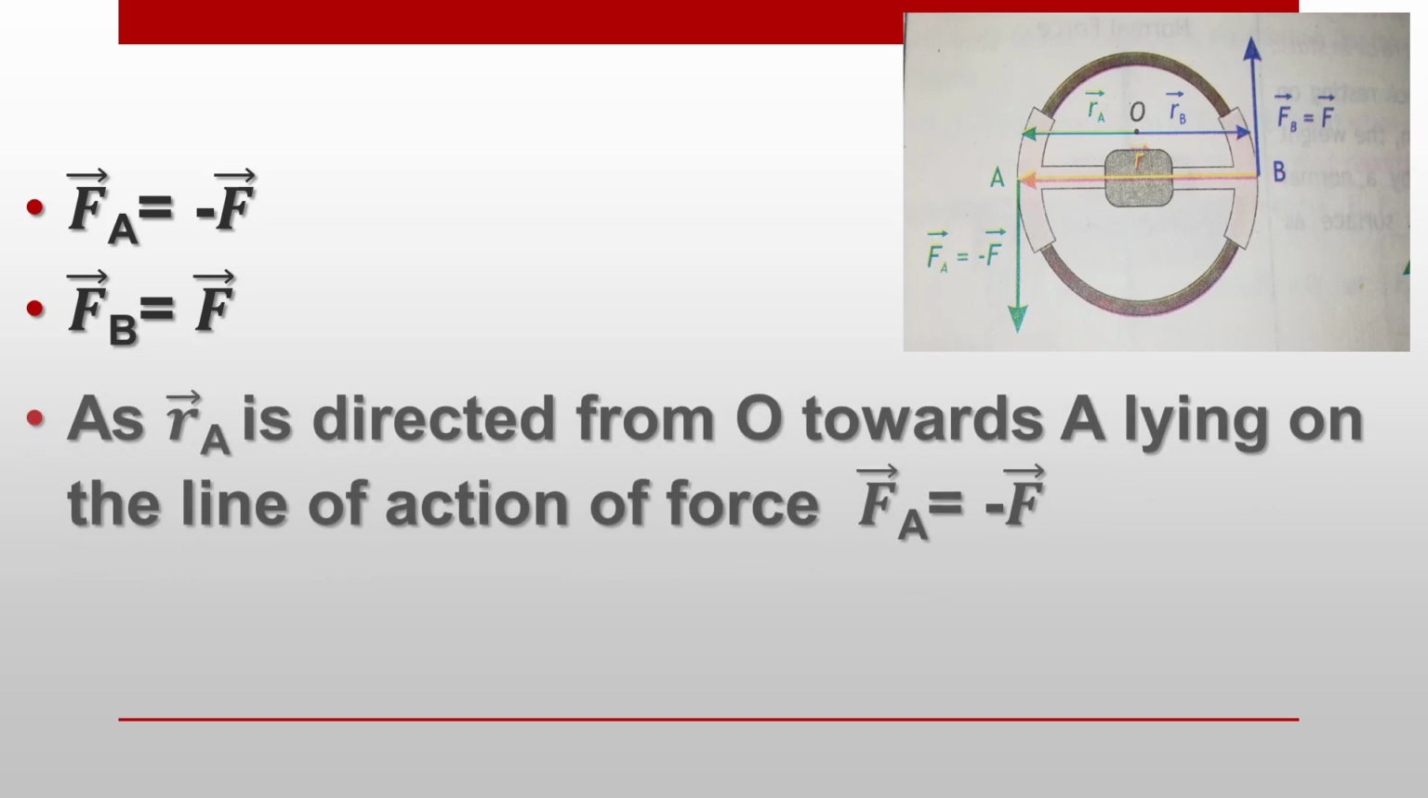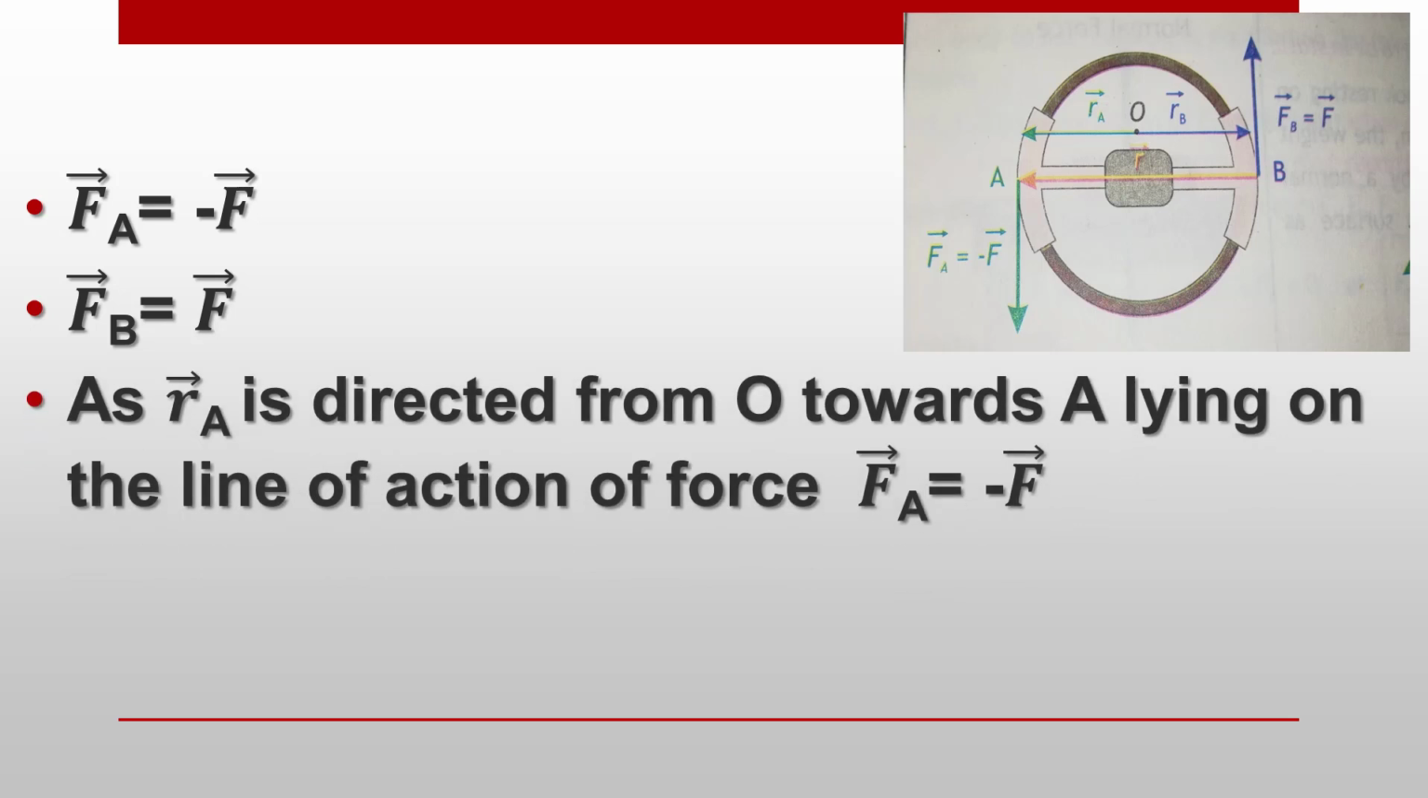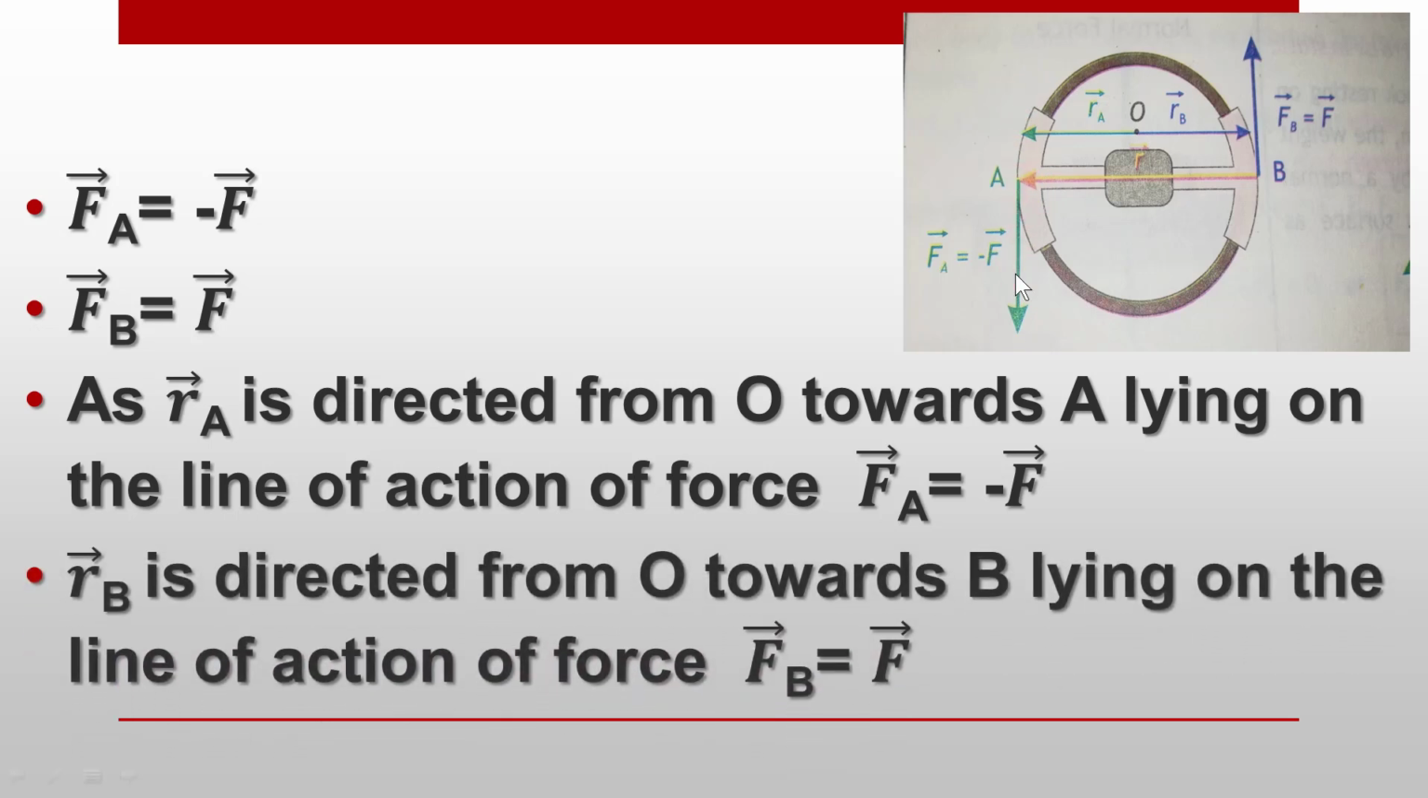Okay, position vector RA is directed from O towards A, lying on the line of action of force FA, which is equal to minus F. You can see point A is on the line of action of FA, and RA is directed from O towards A. And RB is directed from O towards B, where B is lying on the line of action of force FB. So we have vectors FA, FB, RA and RB.